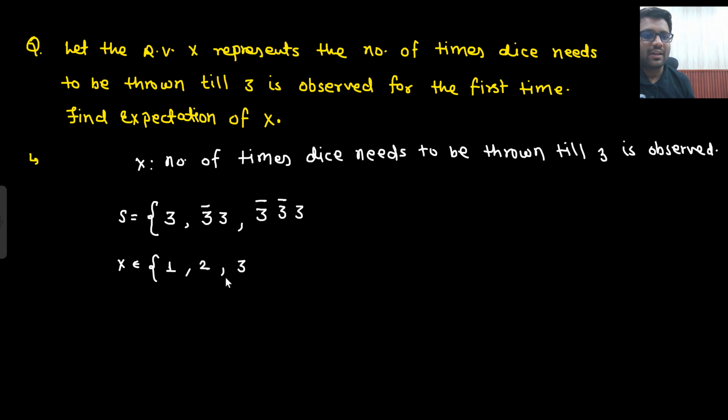So you are doing the experiment until you get 3. So what may happen? Then you get 3, and this process may keep on going. So x can take value 1, 2, 3, 4 and so on.